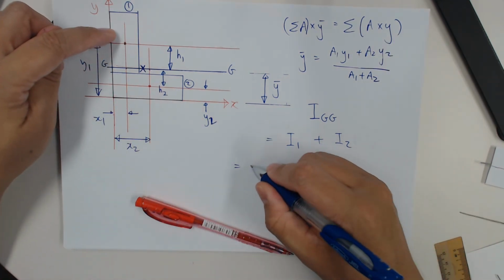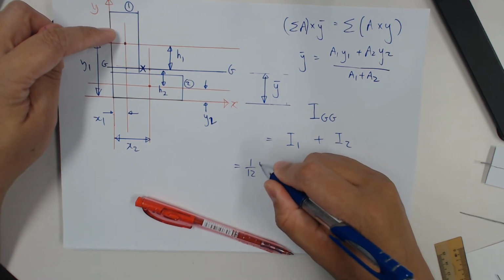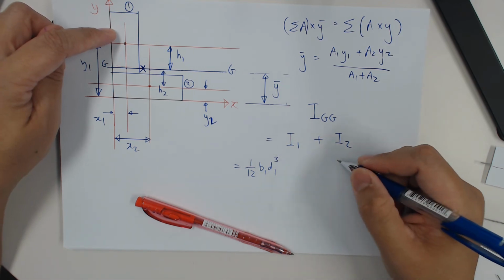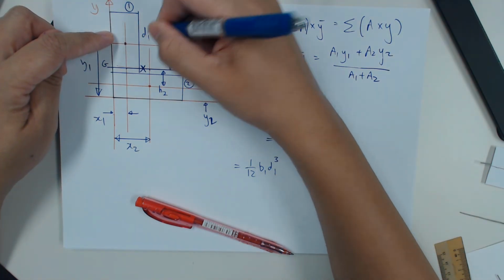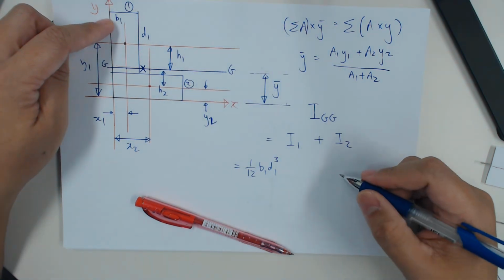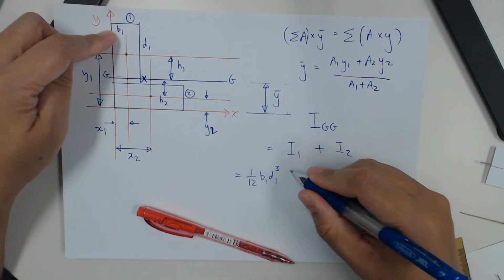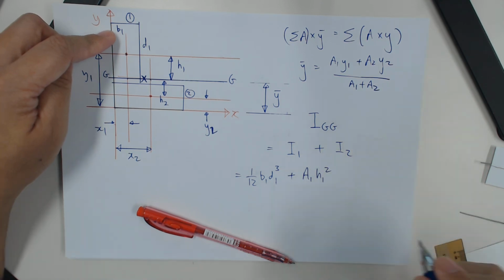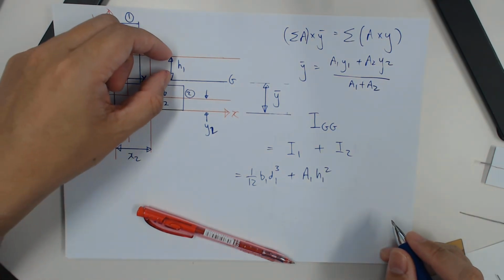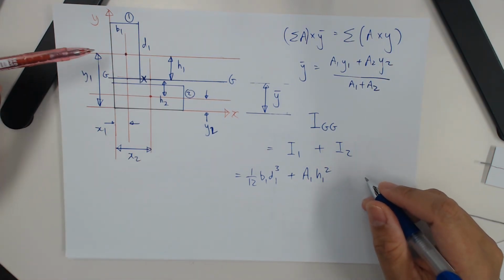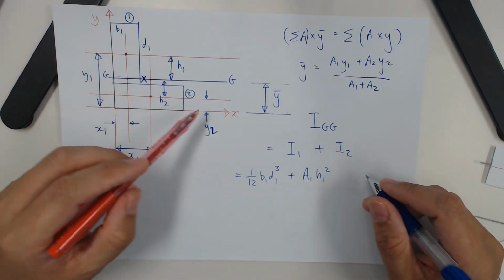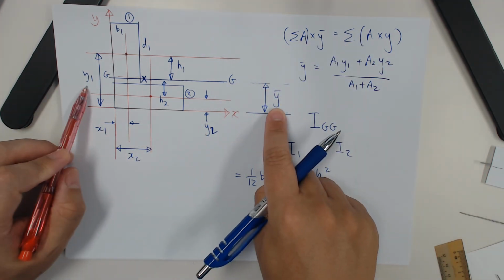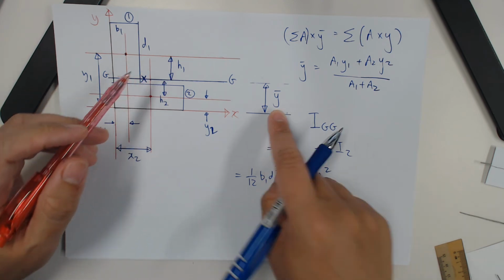I rectangle 1 will be 1 over 12, the B of rectangle 1 and the D of rectangle 1 cubed. For this case, this would be D1, this would be B1, plus A1 H1 squared. H1, this one you have to find. It's basically Y1 minus Y bar. Y1 minus Y bar, you will get this distance.